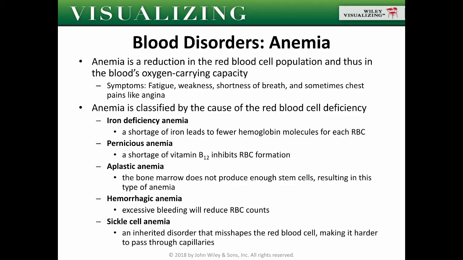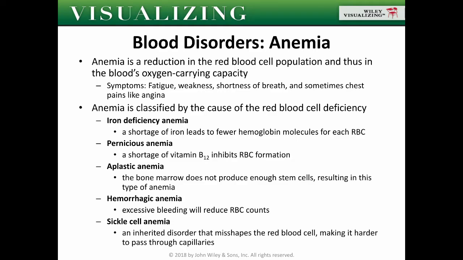It can be iron deficiency anemia, a shortage of iron leading to fewer hemoglobin molecules for each RBC, or pernicious anemia, a shortage of vitamin B12, which also inhibits RBC formation. In aplastic anemia, the bone marrow does not produce enough stem cells. Hemorrhagic anemia is excessive bleeding that results in, of course, loss of RBCs. And then sickle cell anemia, which is a genetic disorder.